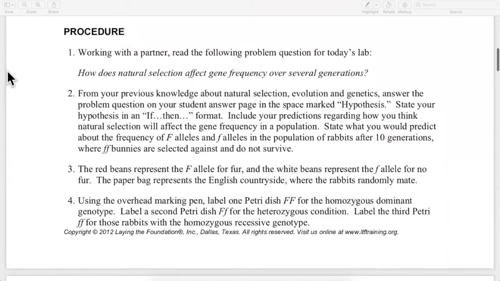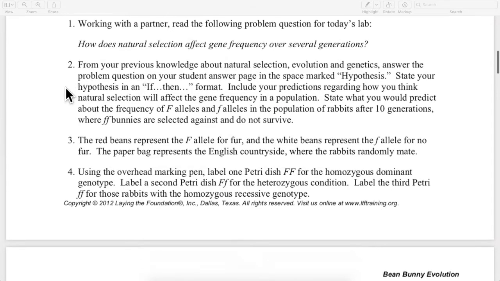Procedure: working with a partner, which you are not doing now because I made it easier so you don't need a partner. I did a lot of work for you. Read the following problem question for today's lab. How does natural selection affect the gene frequency over several generations? From your previous knowledge about natural selection, evolution, and genetics, answer the problem question on your student answer page in the space marked hypothesis.